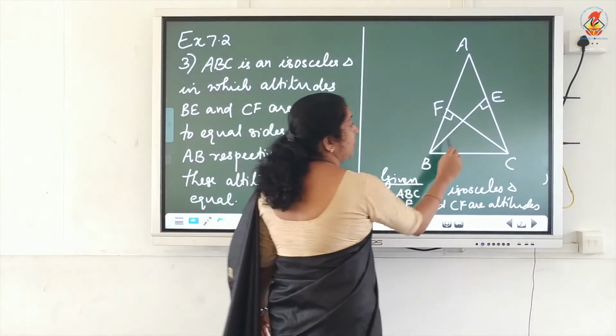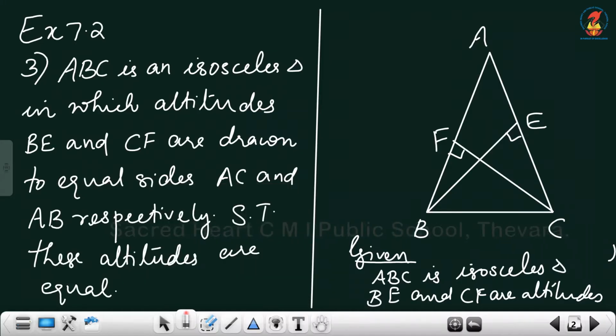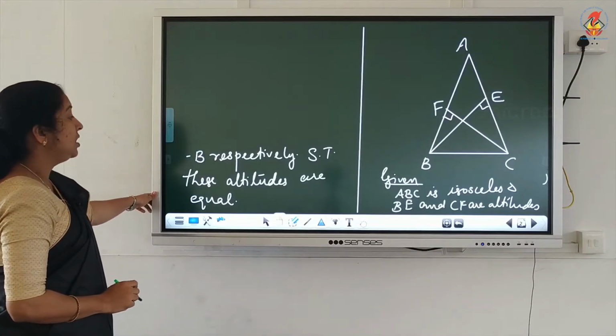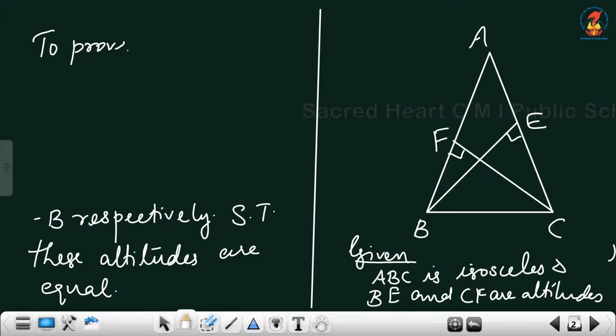So what is given is BE and CF are altitudes. So that means these two angles are 90 degrees. What else is given? ABC is an isosceles triangle with AB equal to AC. So what to prove? We have to prove that BE is equal to CF.